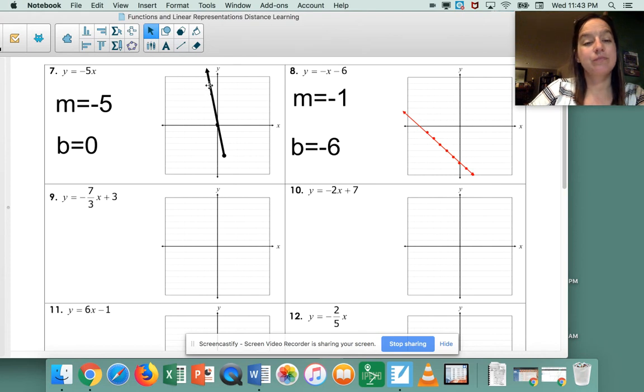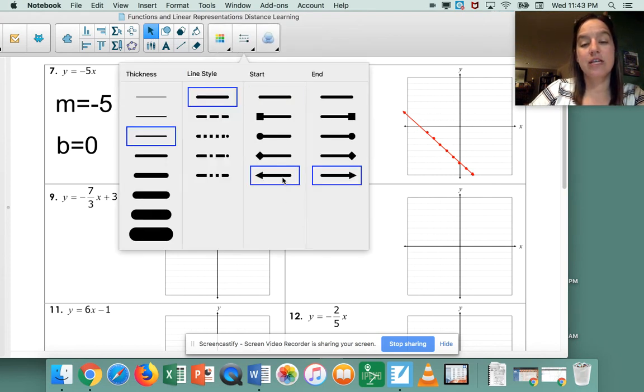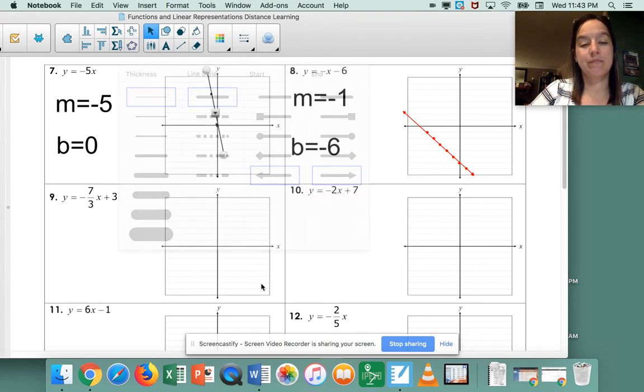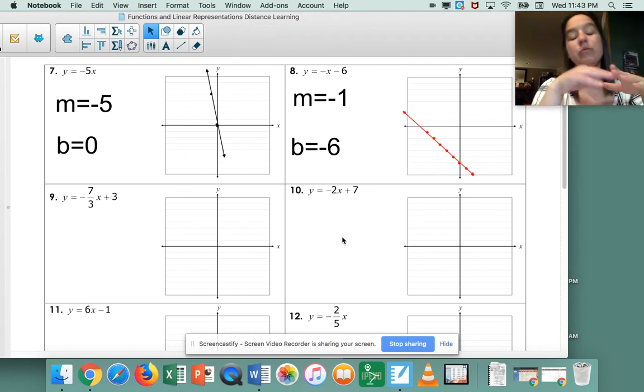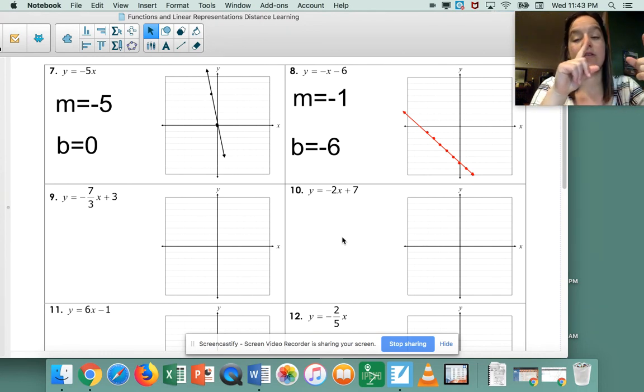So the main thing that I want you to understand is that when you're doing these problems, if it's in slope-intercept form, which is the form that you're going to be dealing with today, you need to know your slope, you need to know your y-intercept. Then when you start graphing, you graph your y-intercept, and then you count your rise, run, plot your points, make your line.